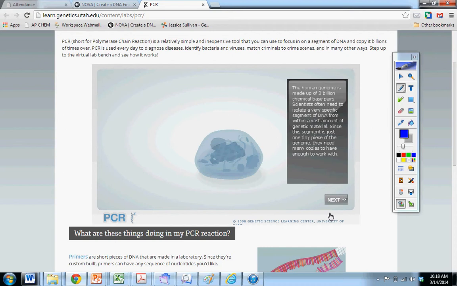Scientists often need to isolate a very specific segment of DNA within a vast amount of genetic material. Since this segment is one tiny piece of the genome, you need to make many copies to have enough to work with. So that should be number 3 or 4. You should be up to number 3 now. We haven't done number 4 yet. They isolate a segment of DNA. All right, I'm not going to tell you. Just follow along.